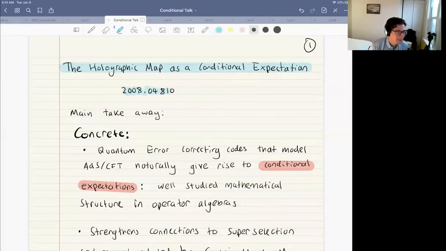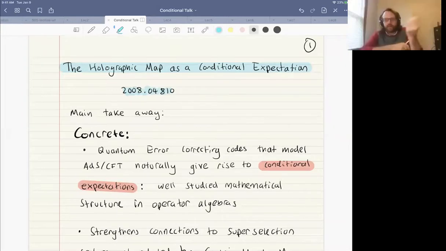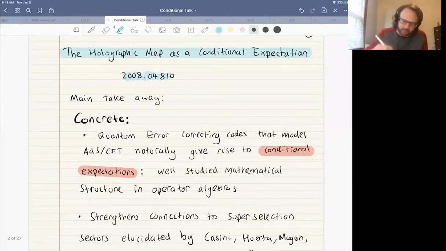Okay, it's a great pleasure to have Tom Faulkner here today to tell us about the holographic map as a conditional expectation. Okay, well, thank you very much for inviting me. So I'm going to tell you about this paper. Just interrupt me if something goes wrong or if I'm not clear on something.